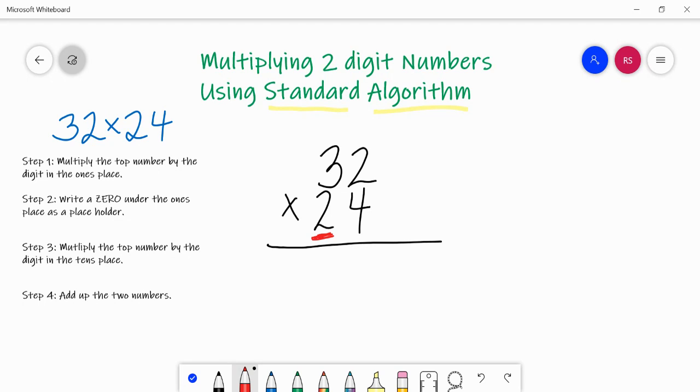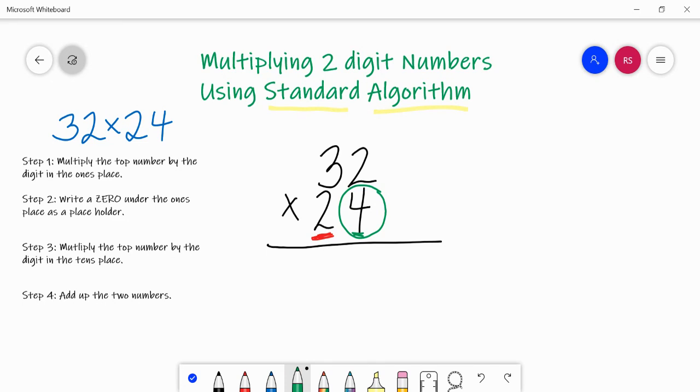And what we're going to do is just multiply 32 times 4. Just like we used to do. We all know how to multiply 32 times 4, right? So pretend like that 2 is not even there and just focus on the digit in the ones place. The digit in the ones place is a 4, so that's what I'm going to focus on. And I'm going to make sure that I multiply this digit 4 by both of my numbers up top. I'm going to multiply it by the 2 in the ones place, and then I'll multiply it by the 3 in the tens place. So let's go ahead and do that.